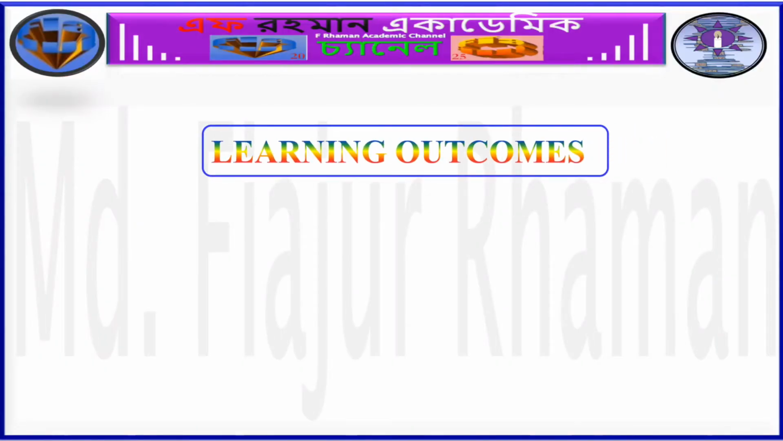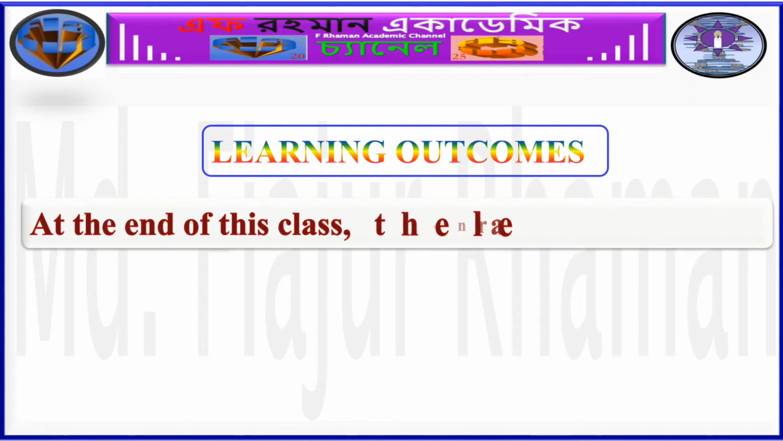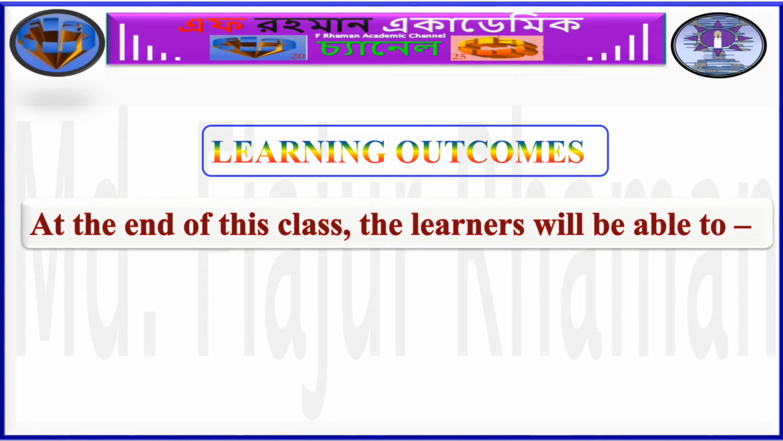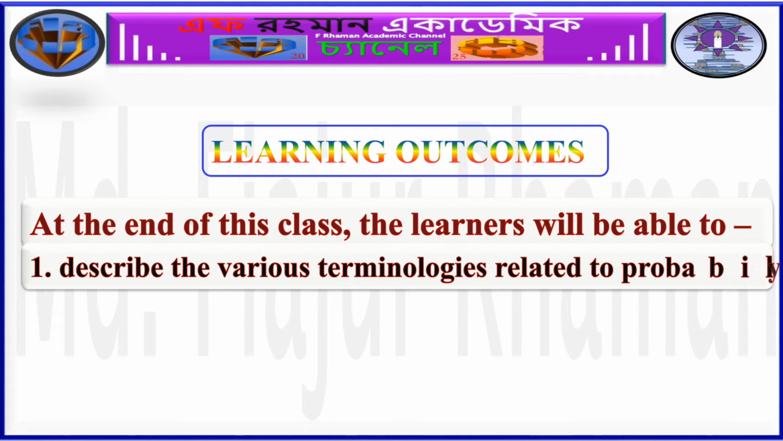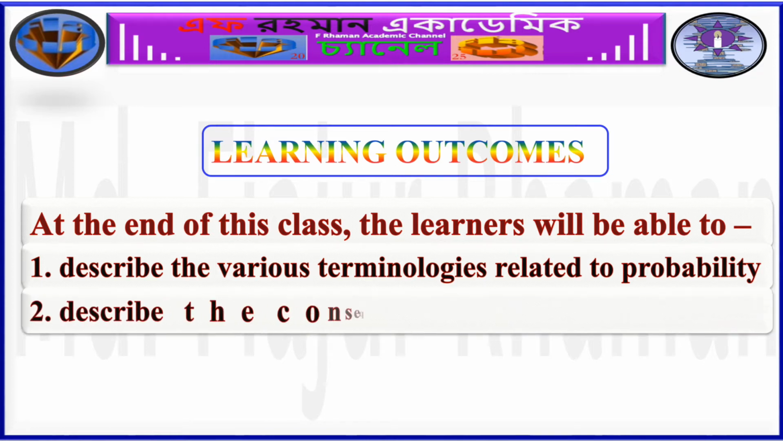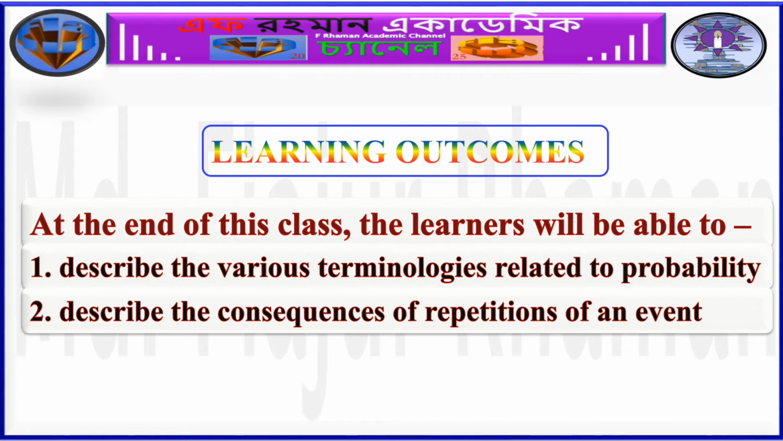Learning outcomes. At the end of this class, the learners will be able to: 1. Describe the various terminologies related to probability. 2. Describe the consequences of repetitions of an event.